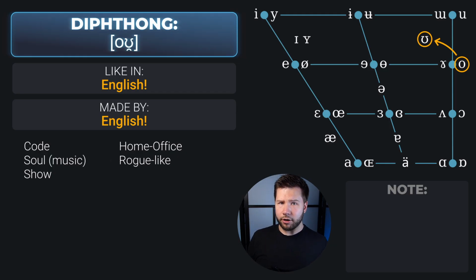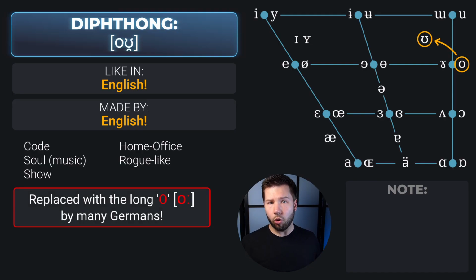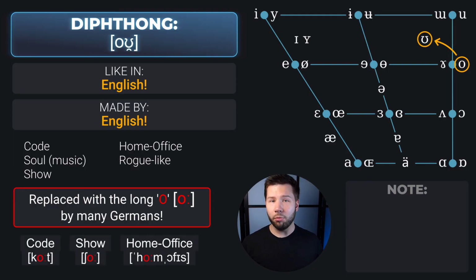This sound is a bit rare in German and is often replaced by the long O vowel, especially by older people or Germans who can't speak English that well. So they might pronounce some of the words like this: code, show, or home office.